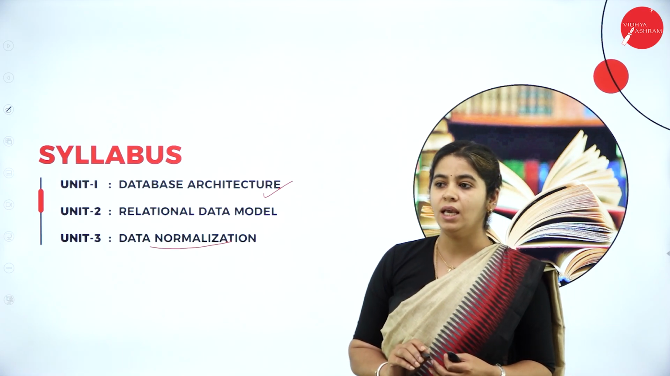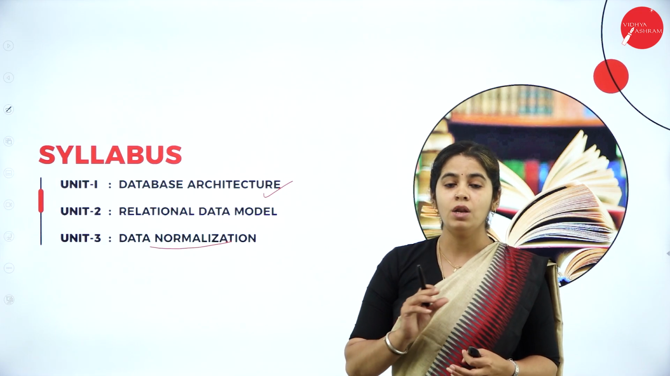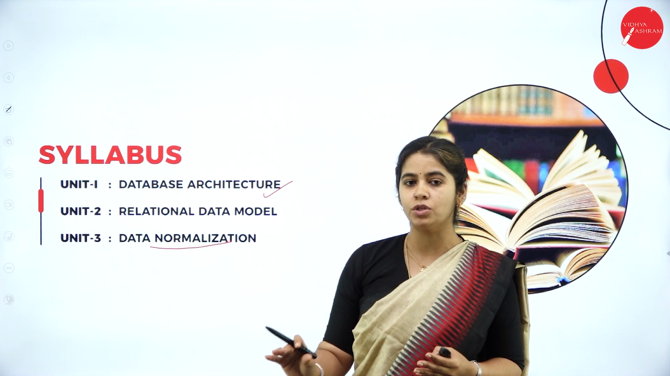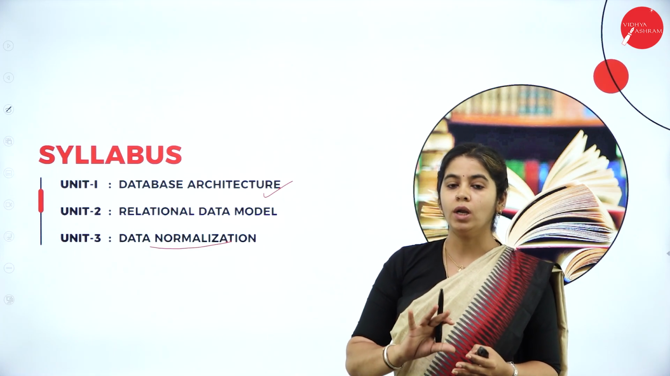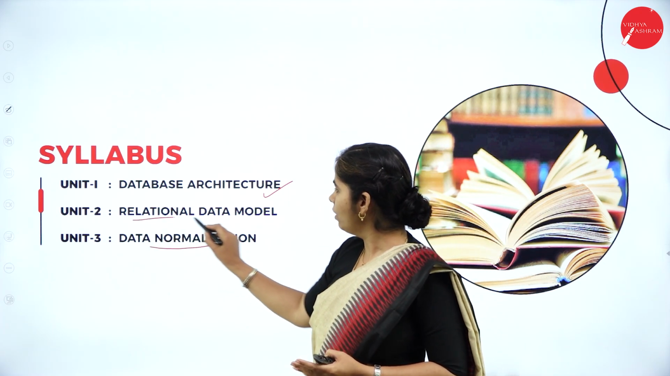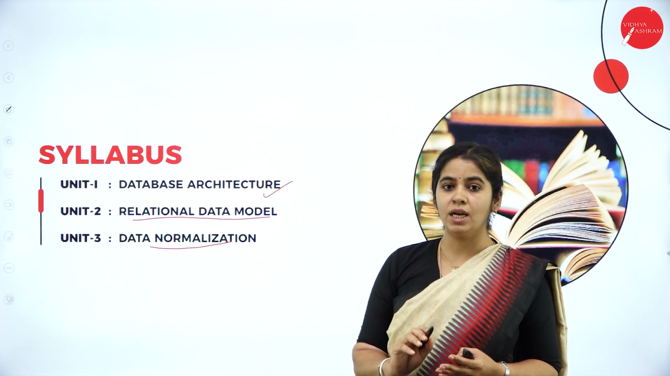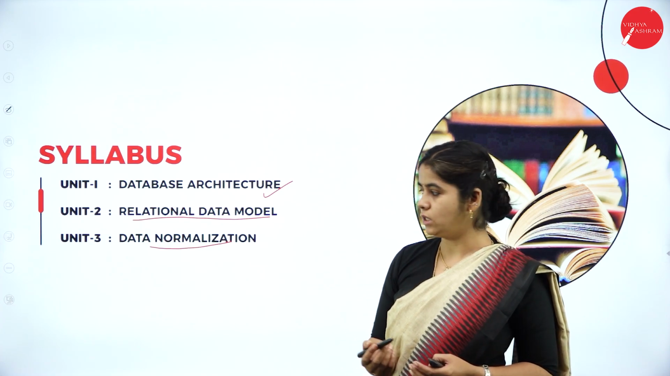When we say data is related to one another, or one piece of information is related to another piece of information, there is a relation between each data or each entity, we can say. So that is what we call the relational data model. Data we are studying with respect to relations is called the relational data model.